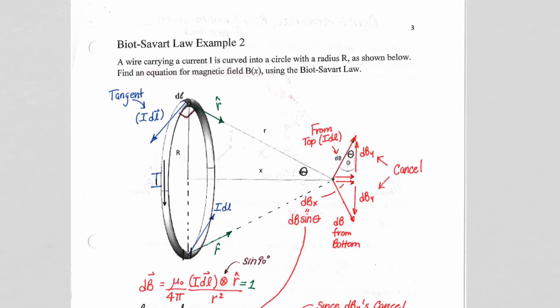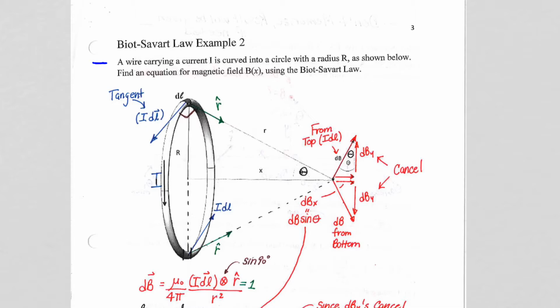In this example, we're again going to use the Biot-Savart law to look at another geometry that displays enough symmetry and is simple enough in terms of the calculation to solve analytically. We don't have to solve it numerically, computationally. So as it states here, we're looking at a wire carrying a current shaped into a circle.